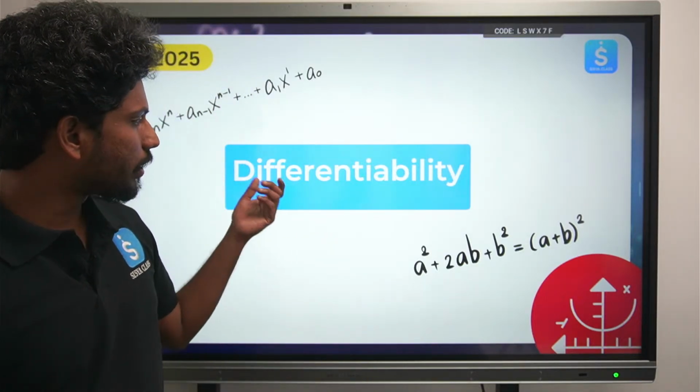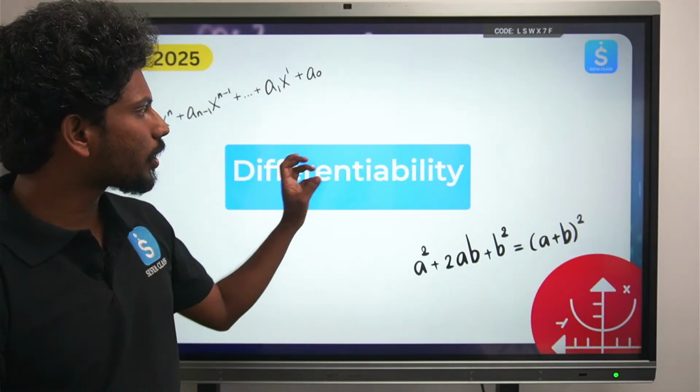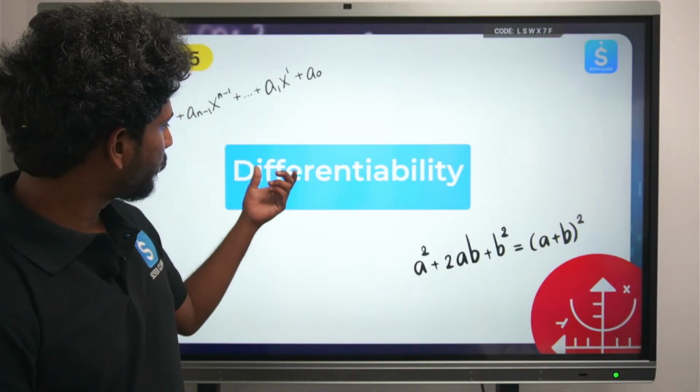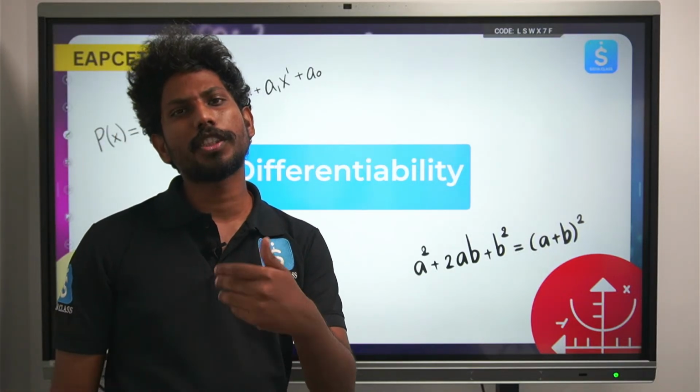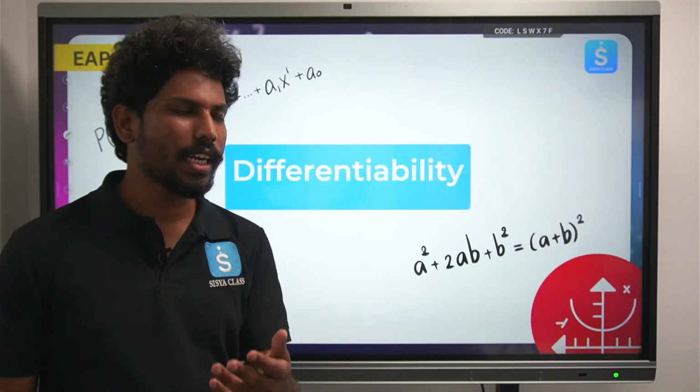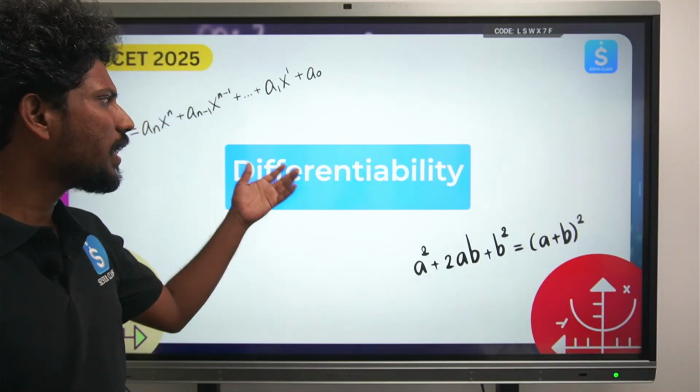But in today's discussion we will completely devote the topic to differentiability, and somewhat we can discuss it in terms of geometry as the tangent of a line at a point, right? That is nothing but differentiability.